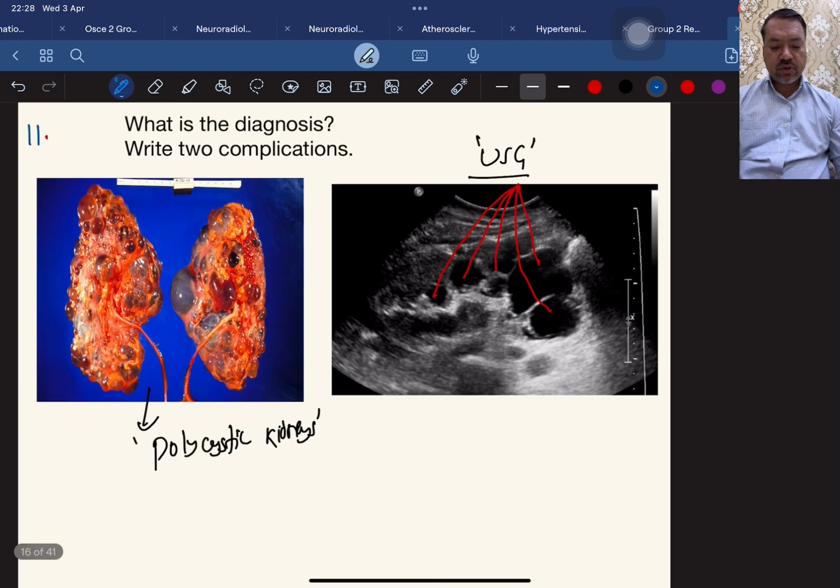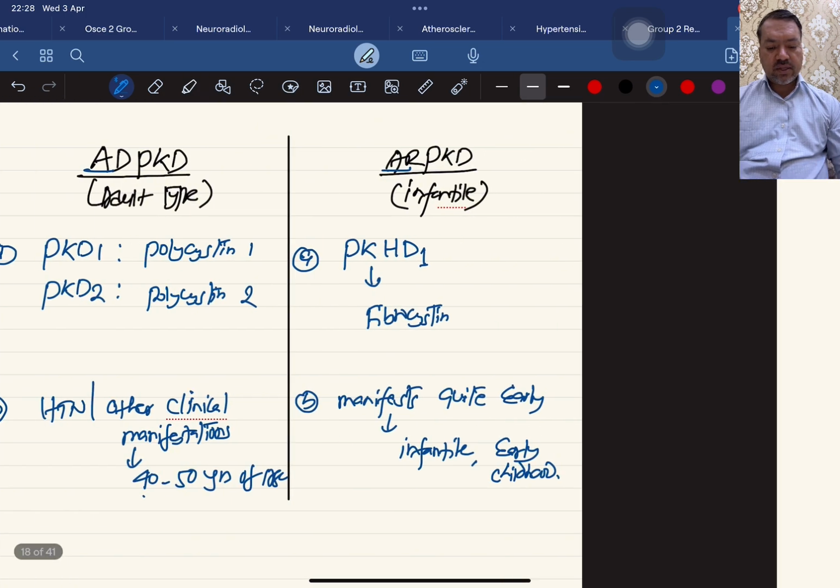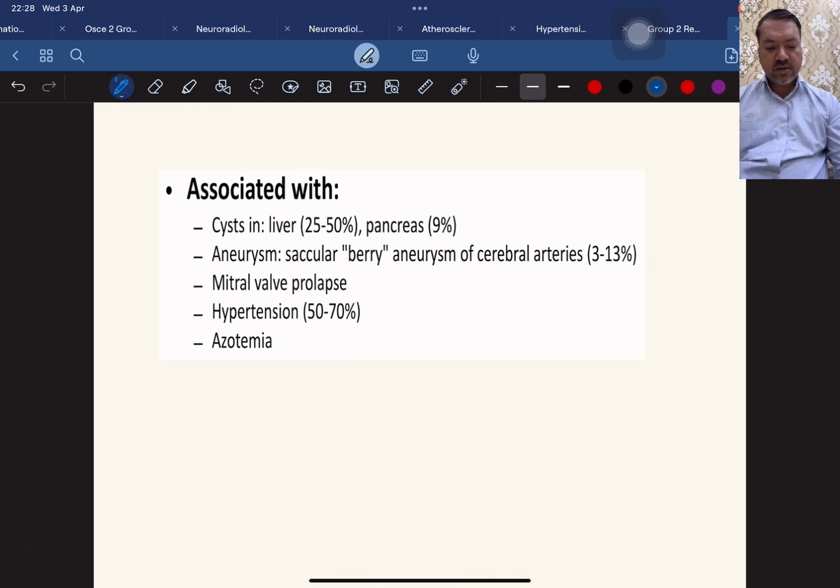Nowadays, students, what is the other question here? Write 2 complications of this condition. It looks like adult onset polycystic kidney disease. So the 2 complications you can highlight: there will be hypertension. Then there is a high chance of occurrence of liver cyst or pancreatic cyst, or the berry aneurysm inside the brain. So I like to highlight this with the help of another slide. Please pay attention here. There is a high chance of cyst formation in the liver and in the pancreas. There is high chance of berry aneurysm.